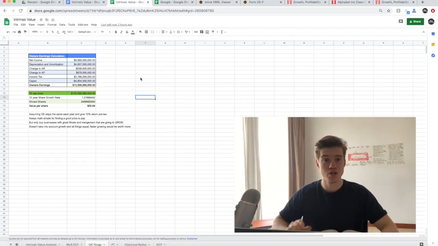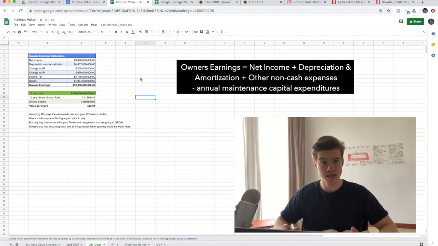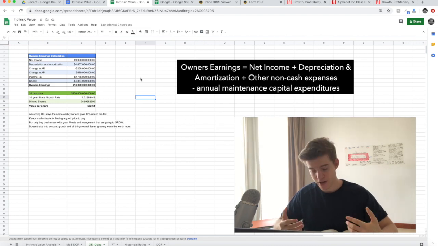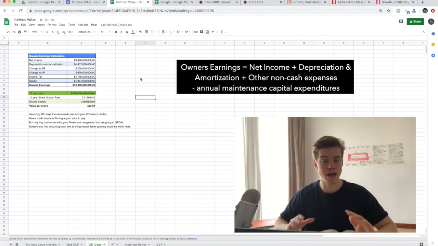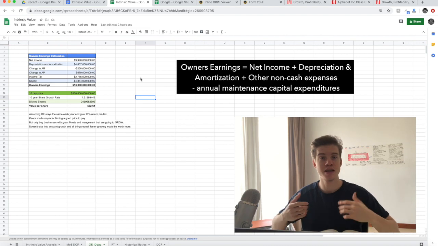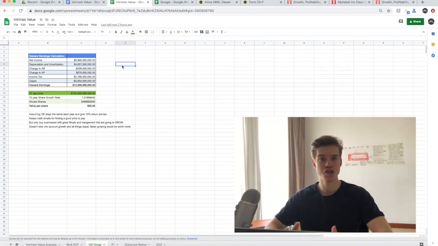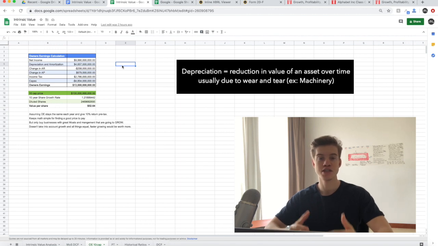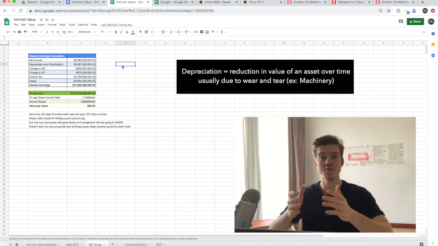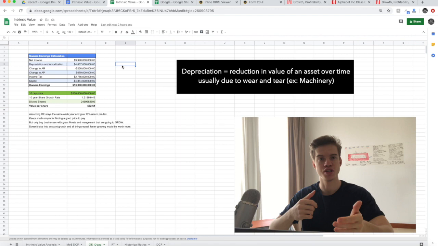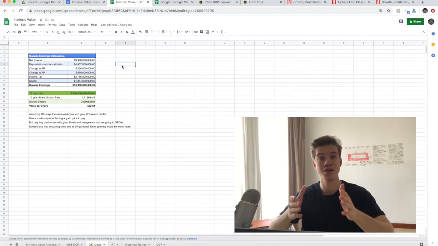So I'm going to read you straight from the book what Buffett actually defines owner's earnings as. So owner's earnings is reported earnings plus depreciation and amortization, as well as some other non-cash expenses. And then you minus the average amount of annual capital expenditures that allows the business to keep running and maintain its competitive advantage. So if you don't know depreciation and amortization, depreciation is if you own a bunch of assets, over time these assets lose value. That's depreciation. And in financial statements, this is counted as an expense.